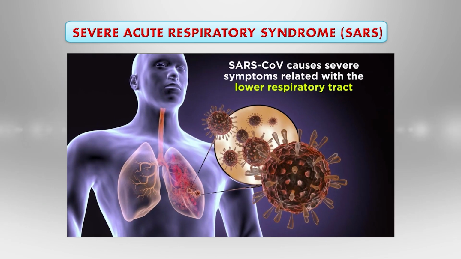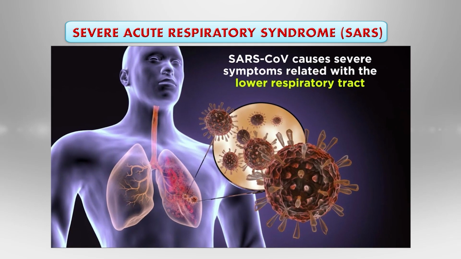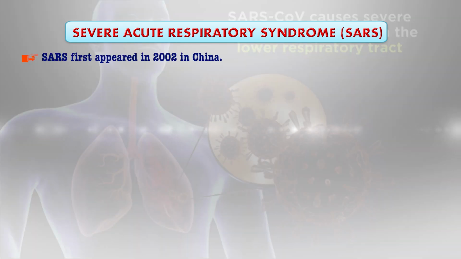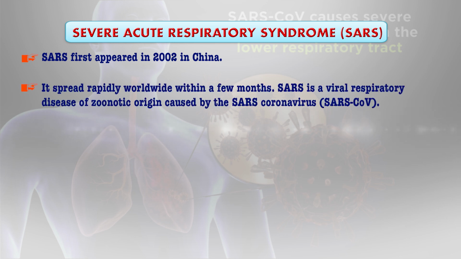Coming on to the severe acute respiratory syndrome, or SARS. This first appeared in 2002 in China, and it spread rapidly worldwide within a few months. And this is a viral transmission. It is a viral respiratory disease of zoonotic origin. It is caused by the SARS coronavirus. Now we are all very much familiar with this because in all the countries this was a pandemic, and globally we all experienced the asymptomatic or the symptomatic forms of the coronavirus.